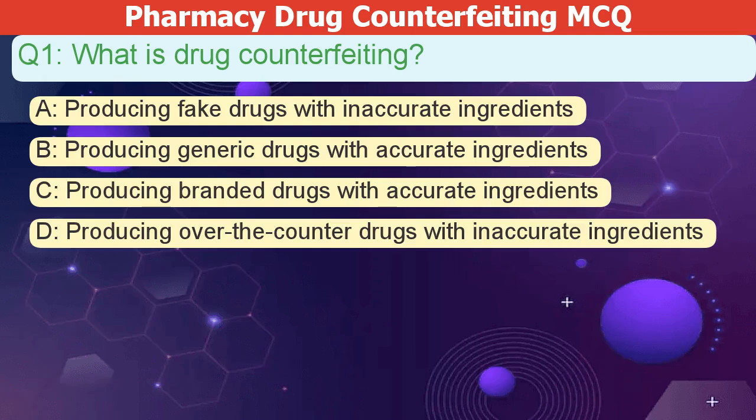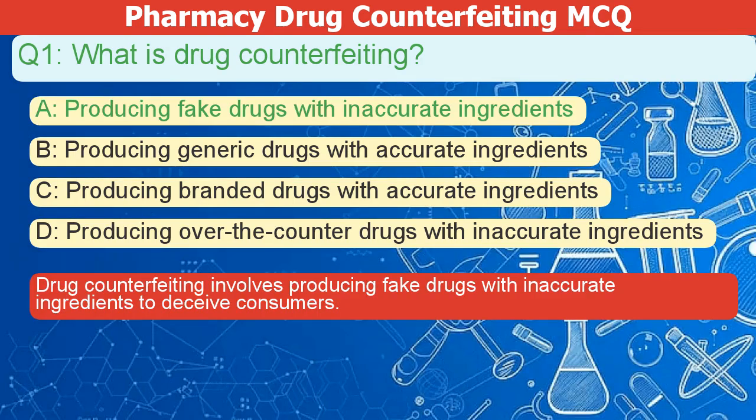What is drug counterfeiting? A. Producing fake drugs with inaccurate ingredients. B. Producing generic drugs with accurate ingredients. C. Producing branded drugs with accurate ingredients. D. Producing over-the-counter drugs with inaccurate ingredients. The correct answer is A. Drug counterfeiting involves producing fake drugs with inaccurate ingredients to deceive consumers.